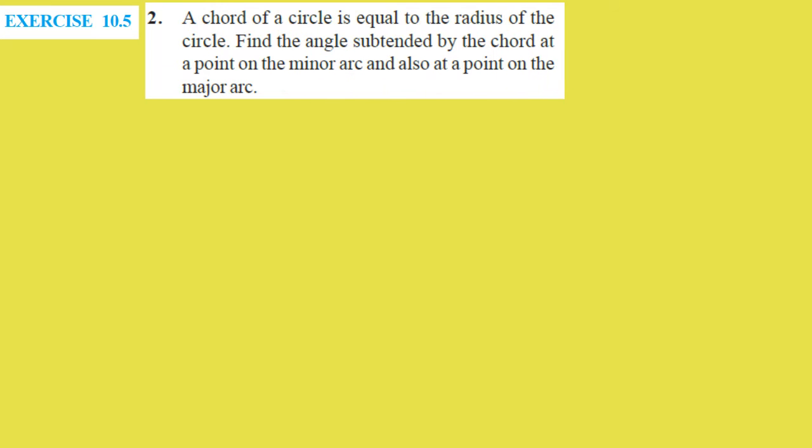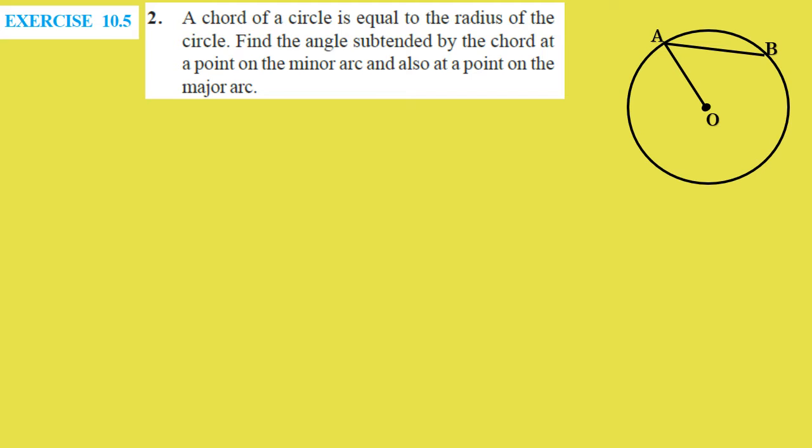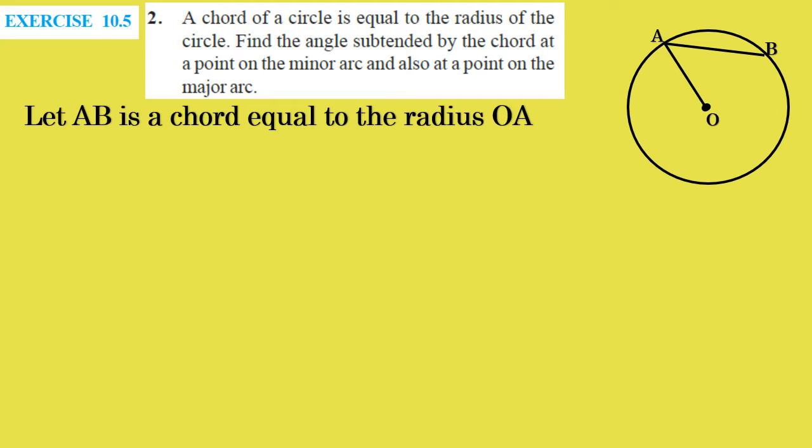Now the next question. A chord of a circle is equal to the radius of the circle. The chord and the radius are equal. Find the angle subtended by the chord at a point on the minor arc and also at a point on the major arc. So let us see, one circle, and what do we need? A chord that is equal to the radius of the circle. So one chord AB and radius, that means OA is equal to AB. So let AB be the chord equal to the radius OA.